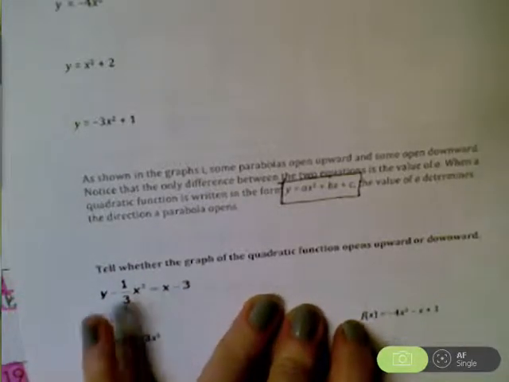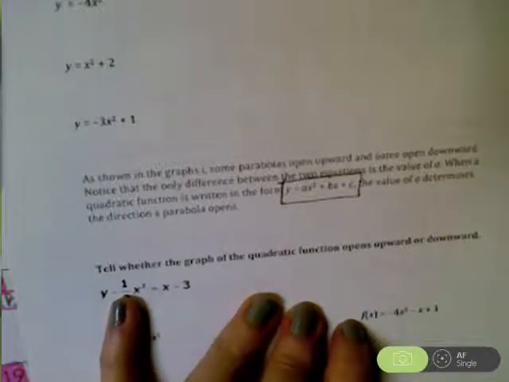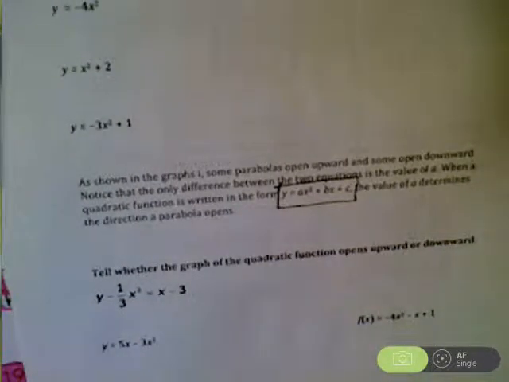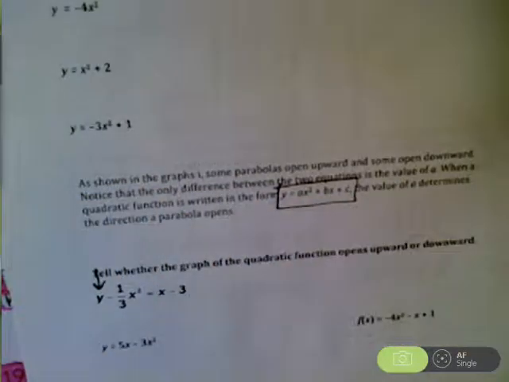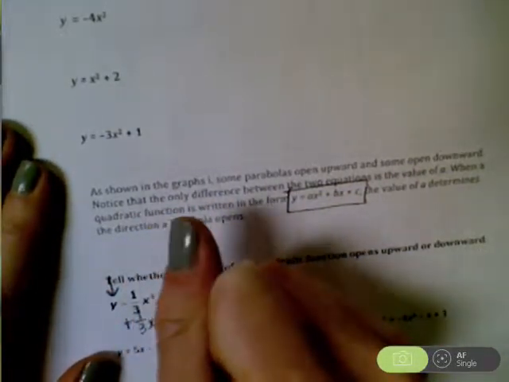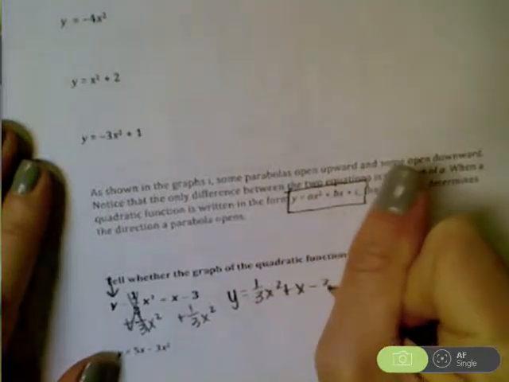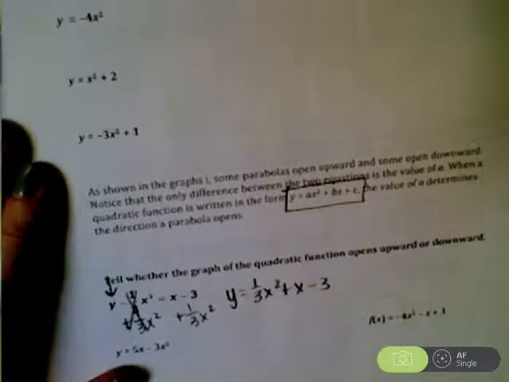We may be tempted to say that this parabola is going to open down because when we look at this equation, 1/3 is negative. However, the problem is this equation is not in standard form. If it was in standard form, then y would be by itself. So how are we going to get y by itself? Add 1/3 x to the first one. Good. So I get y equals 1/3 x squared plus x minus 3.